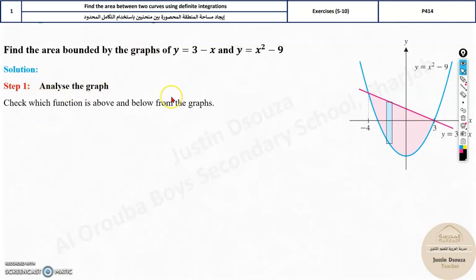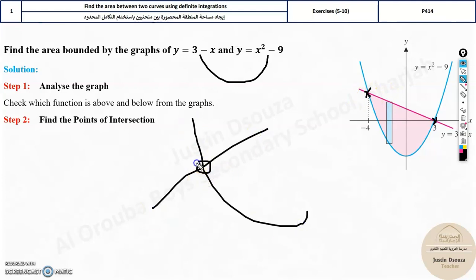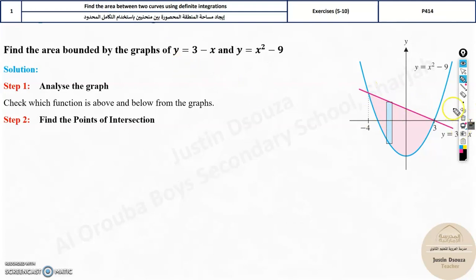Here, you need to analyze the graph and check the upper function and the lower function. Then how do you find these points of intersection? If you're only drawing a rough graph, you won't get accurate answers. So how would you do it? The points of intersection mean these two functions are equal at that point. Intersecting means both graphs touch at that point, where the x values and the y values are the same for both functions. So the y values are the same, which means y equals y. So equate these two equations.